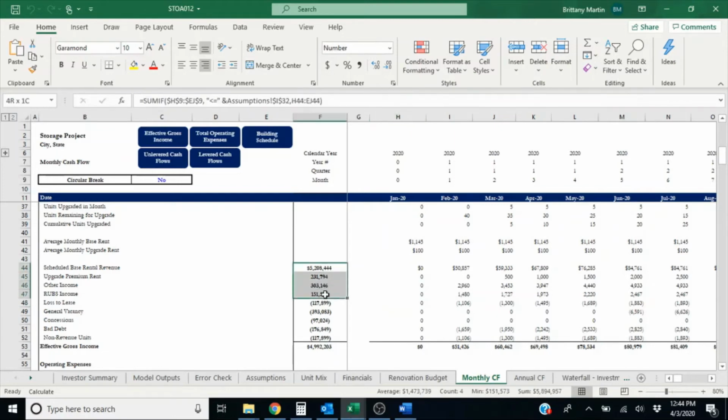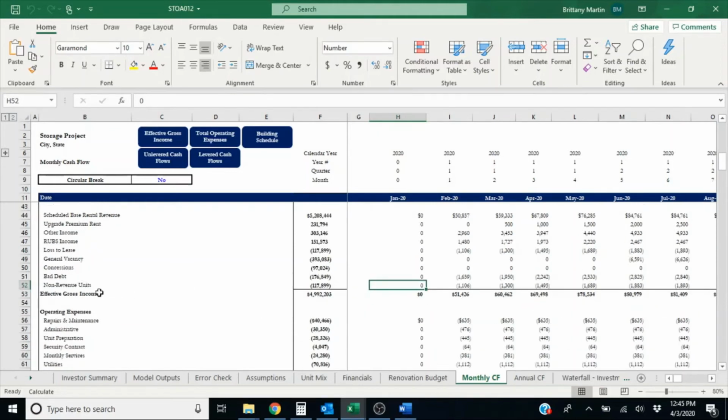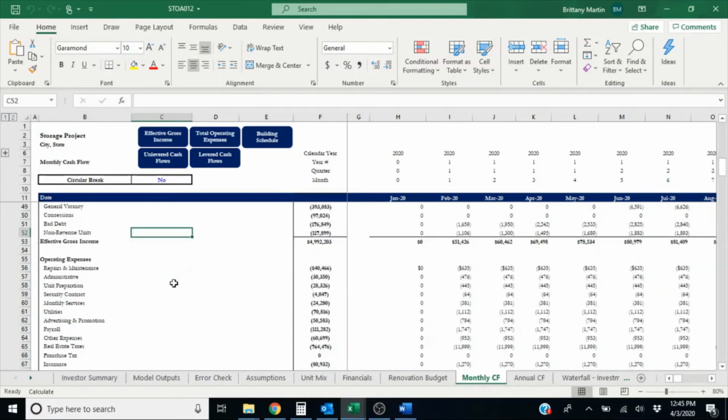Those are all shown as positive numbers, but then we have to subtract out vacancies and credit losses. So we have loss to lease, general vacancy, concessions, so maybe some free units for a month, some bad debt, and some non-revenue units. That is how we model out effective gross income in our storage model, and those are some of the most commonly seen effective gross income items.